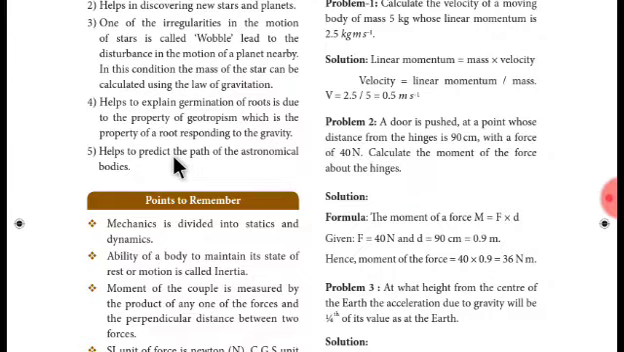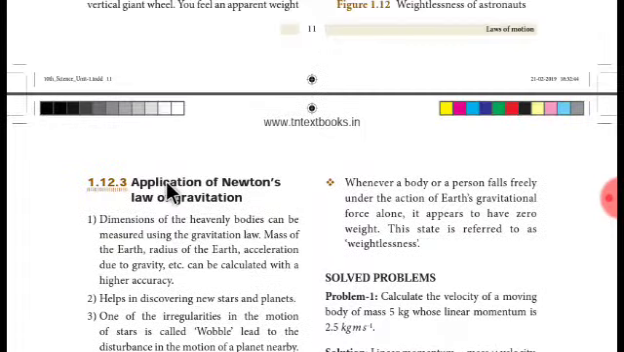Next, the fifth and final point of this lecture, helps to predict the path of astronomical bodies, and this will be explained in correlation with Kepler's laws. There are three Kepler's laws, and if you know that, we can better explain this point. That's the end of the chapter, laws of motion.